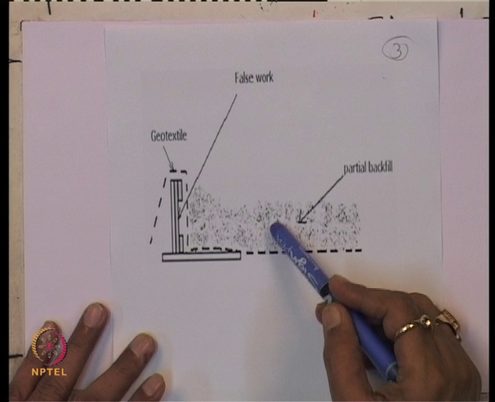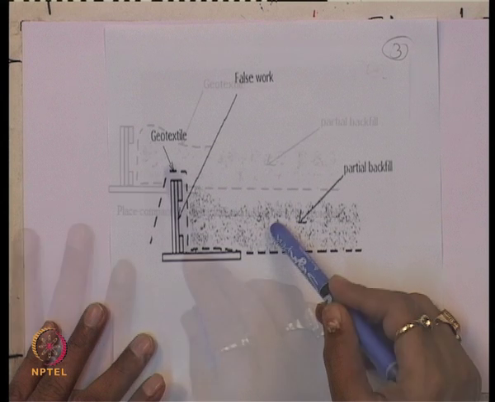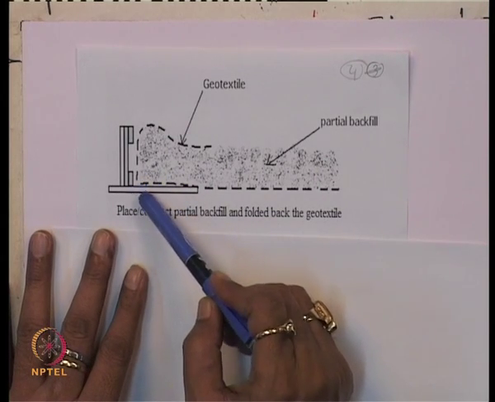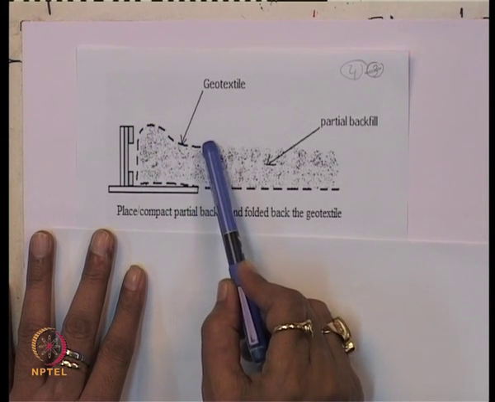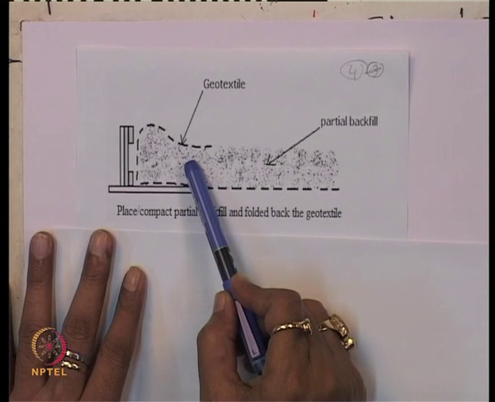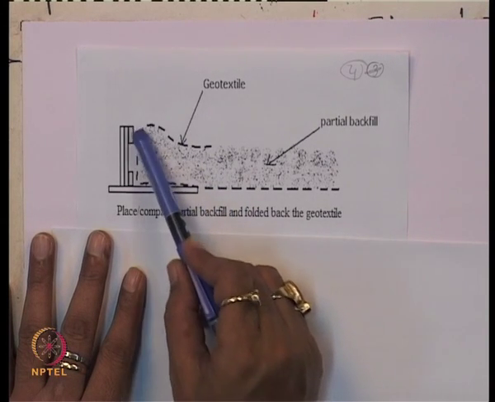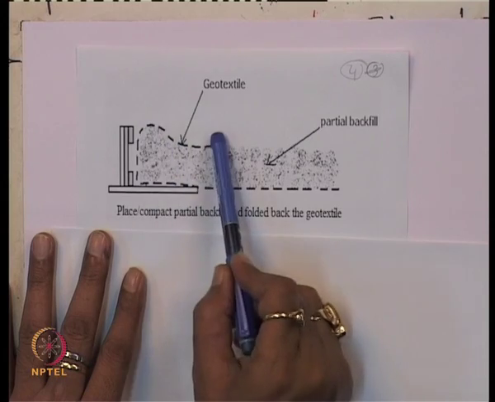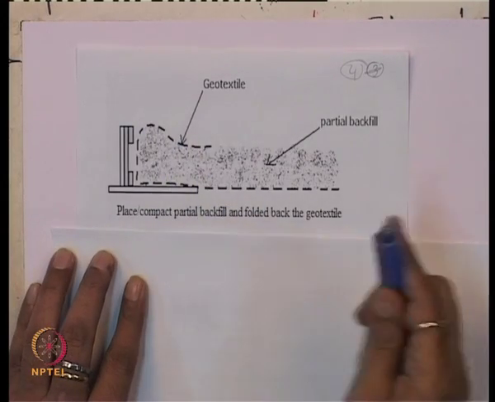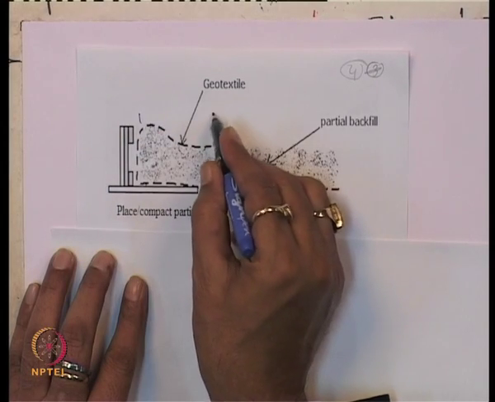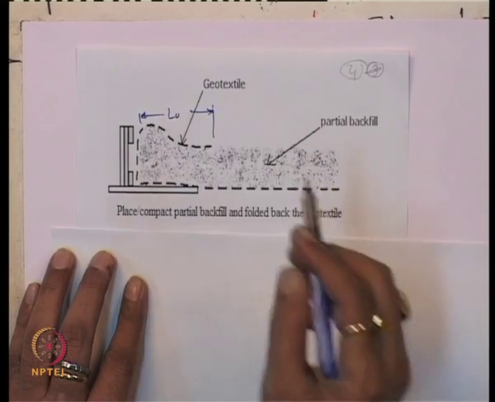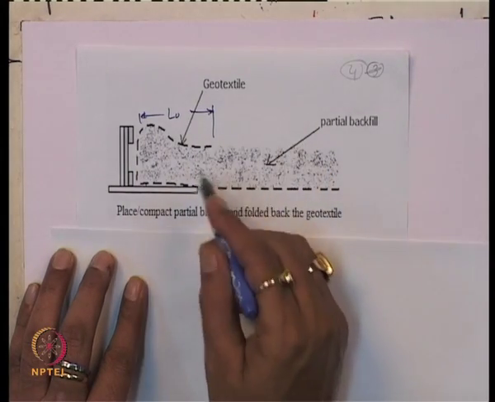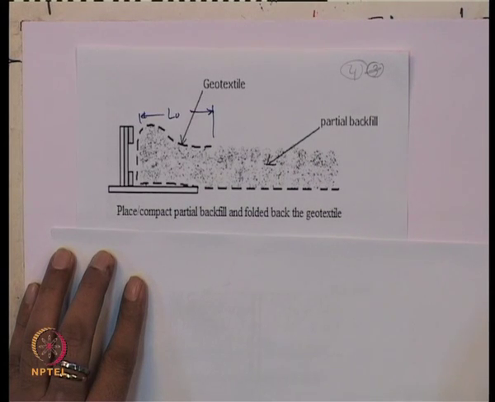Next, the geosynthetic is folded back over the backfill material. The minimum return length should be 1 meter. This is what we call the overlap length, which is called L0. This should be a minimum of 1 meter in order to satisfy the stability with adequate pull out resistance.